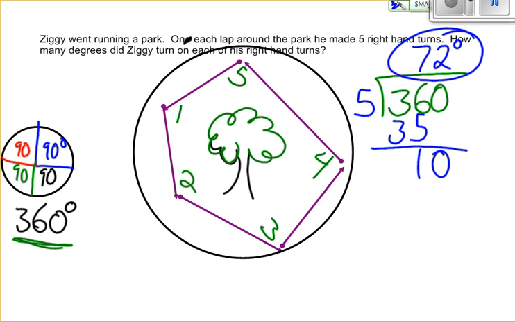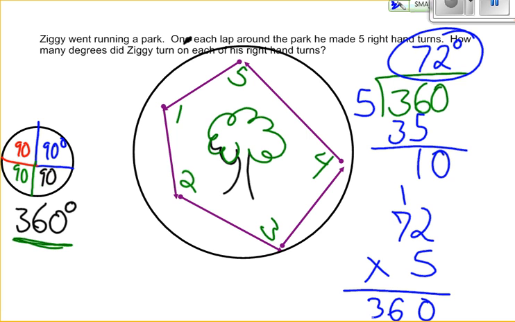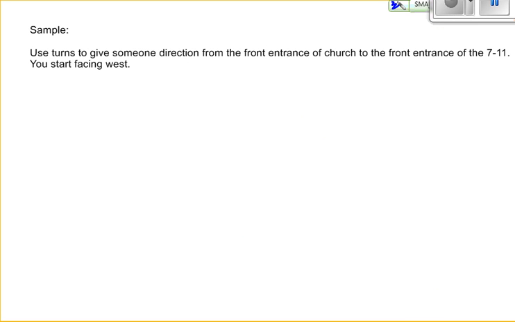And we can double check our work by saying, okay, 72 times 5, 5 times 2 is 10, carry the 1, and perfect. So we got 360 degrees. We divide that by 5 because that's the number of turns we had, and in the end, we get this wonderful lap around the park. So 72 degrees gets us around that park with 5 turns. All right, there's the picture.